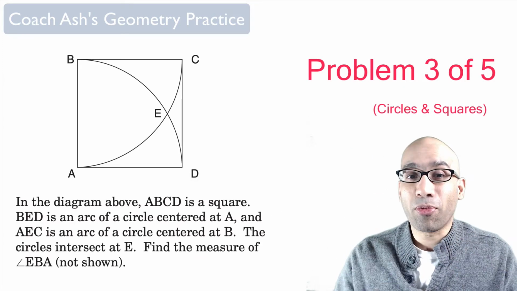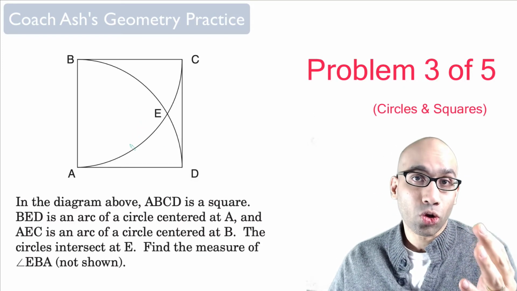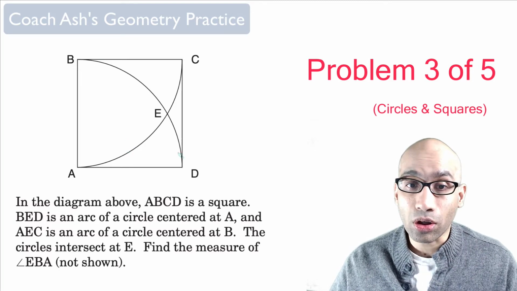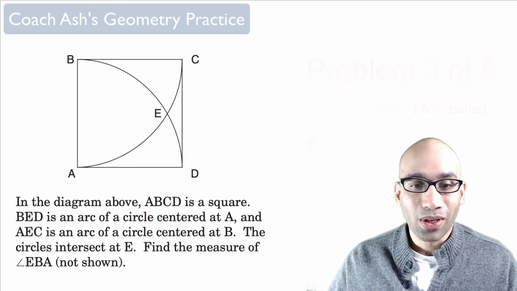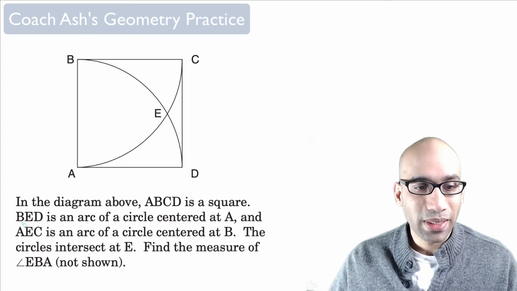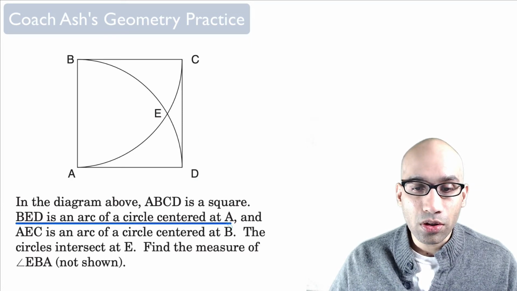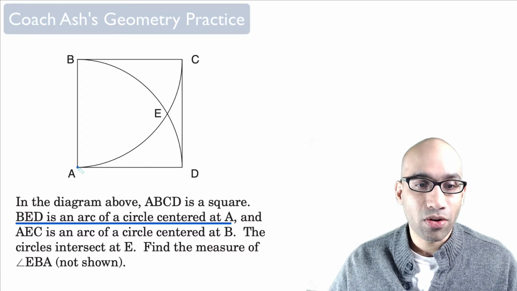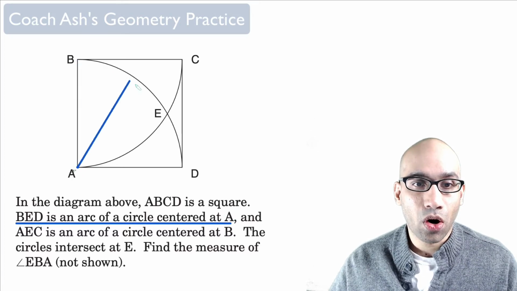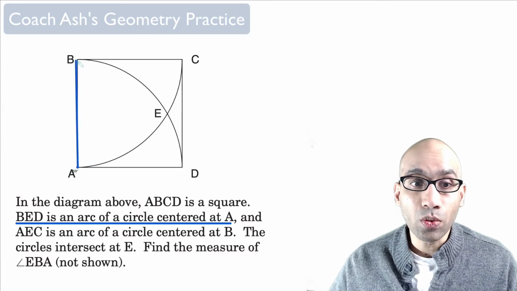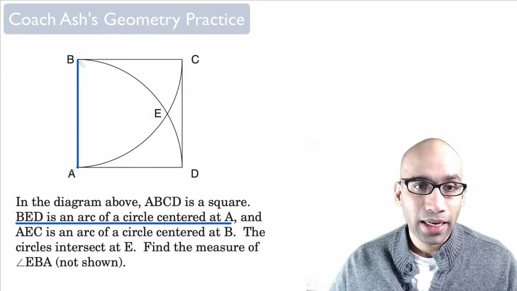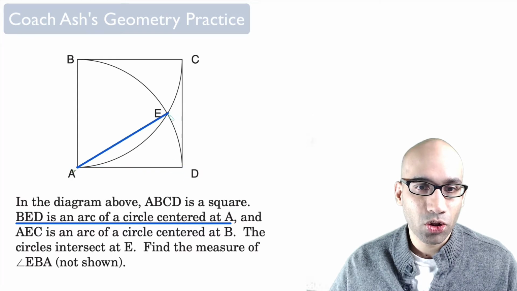This is another great problem that combines properties of circles with some other figures. Here you're combining circles with squares. So ABCD is a square, good. BED is an arc of a circle centered at A. So the center is A over here, and this arc here is centered at A, which means it's a part of the circle. In other words, this side AB is the same as this side AE, and it's also the same as this side AD. So I'm just going to draw this line over here, and BA is equal to AE.